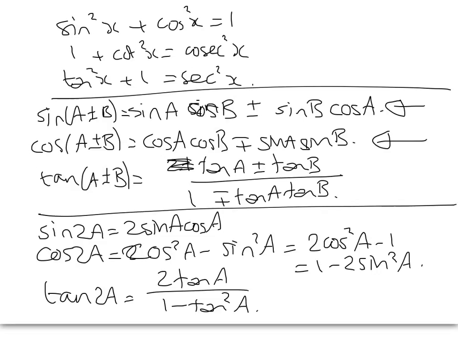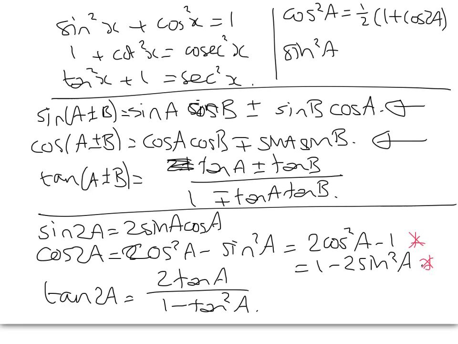2 more, those little bonus ones which come from these two, you just rearrange it, that's all you have to do, and you get your half angle formulae. Cos squared A is a half of 1 plus cos 2A, and sine squared A is a half of 1 minus cos 2A. They're both cos 2A because they both came from this same equation, cos 2A equals. They were the bonus ones on the end.